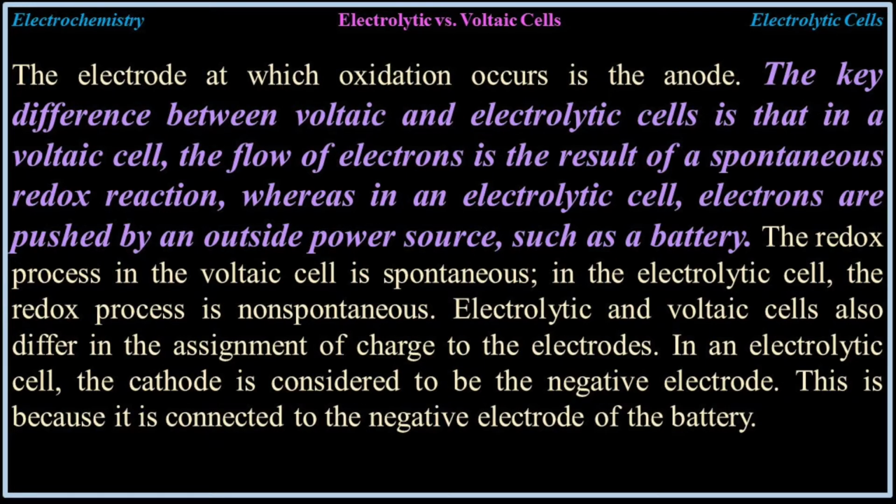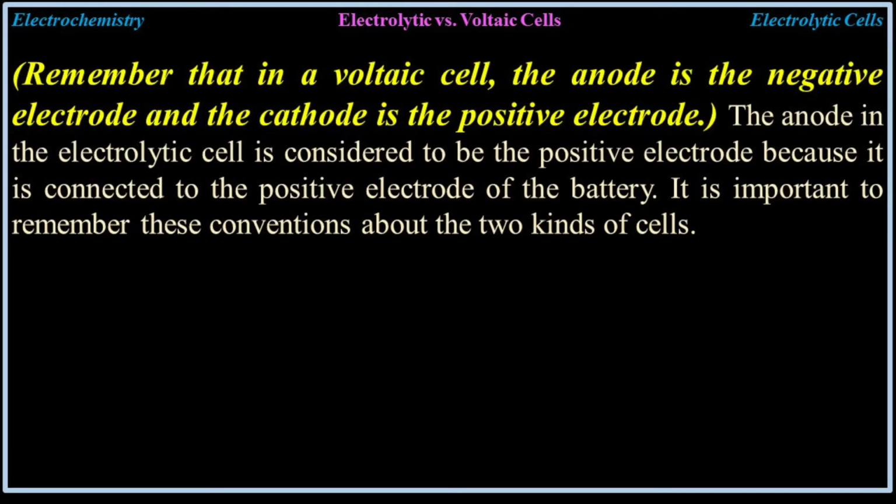Electrolytic and voltaic cells also differ in the assignment of charge to the electrodes. In an electrolytic cell, the cathode is considered to be a negative electrode. This is because it is connected to the negative electrode of the battery. Look back at the cells that I have listed in Figure 12. See if it makes sense.